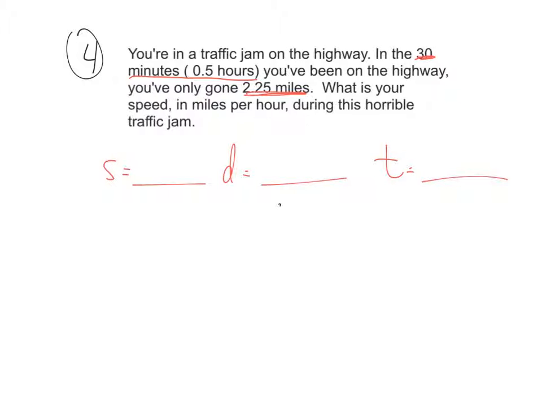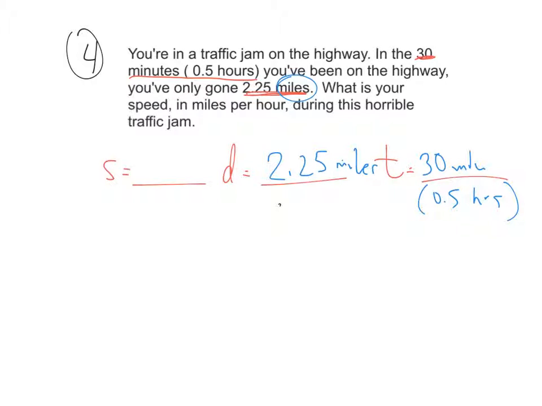Now we just have to identify from the information that we're given what's what. 30 minutes is a unit for time, so we're going to go ahead and plug that in over here: 30 minutes. They also tell us that it is 0.5 hours, which is going to be some important information for us. They also tell us that we've gone 2.25 miles. Miles is a unit of distance, so we'll plug that in for the distance, 2.25 miles.